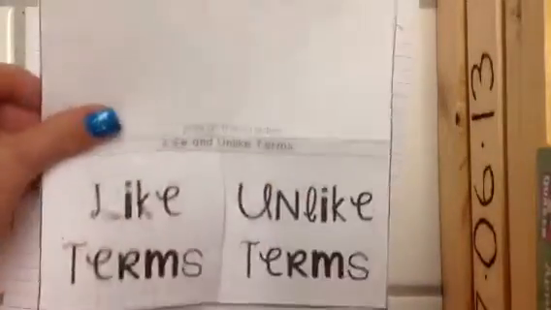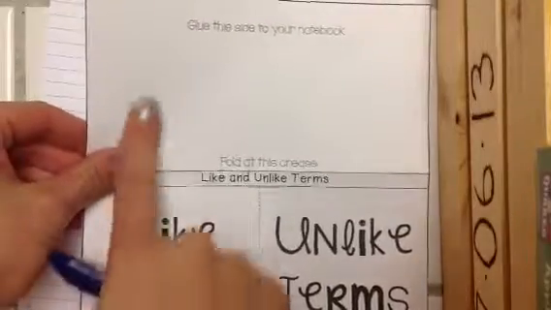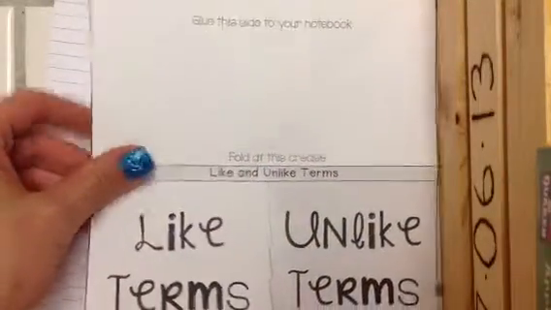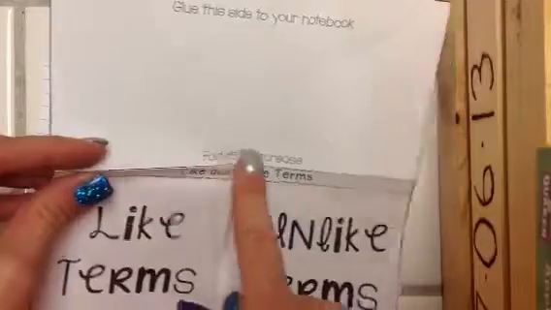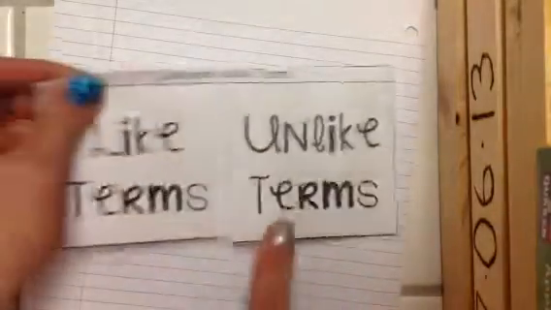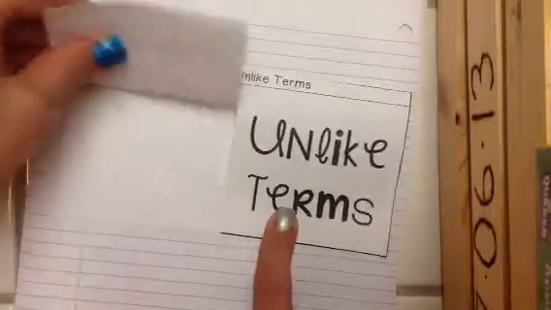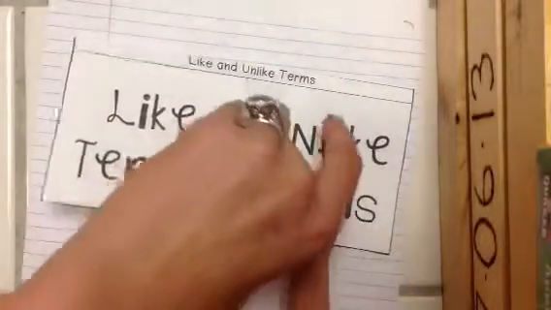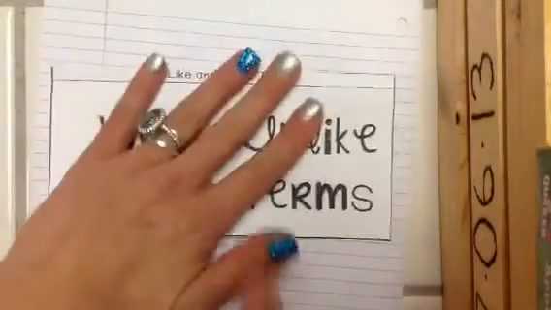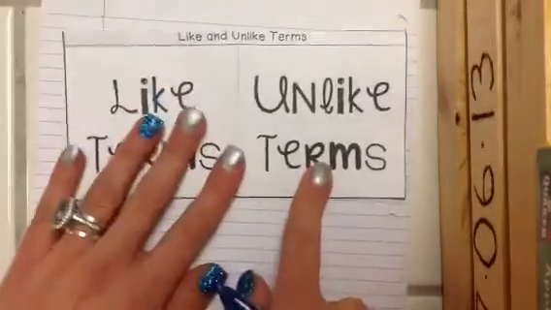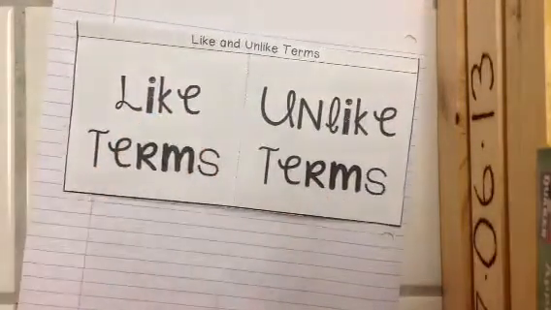You should have cut out the foldable now so that you have one square. You're going to fold on this top solid line and make sure that you've cut on this dotted line so that you have two separate spaces to write on. Okay, you're going to glue that onto a sheet of paper.